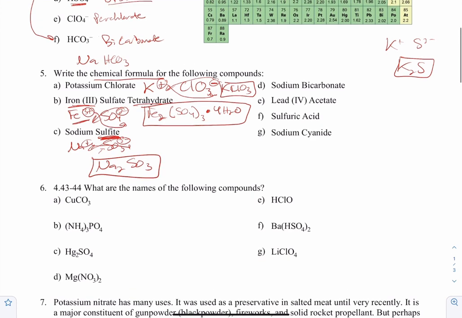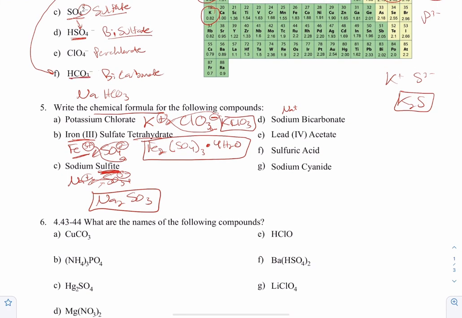All right, D, we got sodium bicarbonate. Okay, sodium again, Na+. Bicarbonate, what was that? We actually had it up here, right? Bicarbonate just means there's a hydrogen attached to it, and we've got the carbonate ion neutralized by 1 charge. And so we've got HCO3 minus, and that just becomes NaHCO3. Okay?